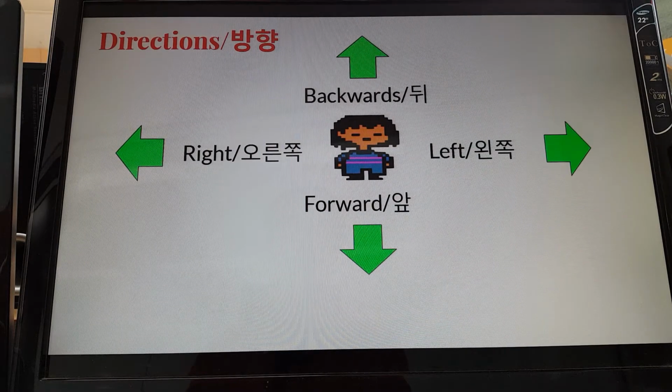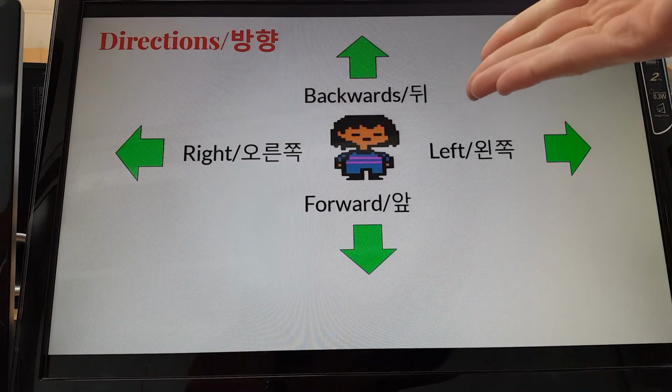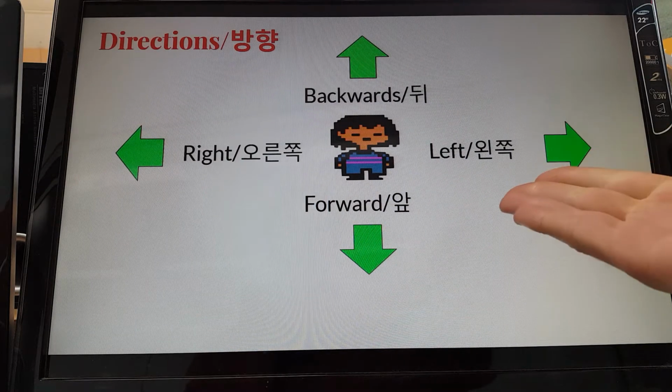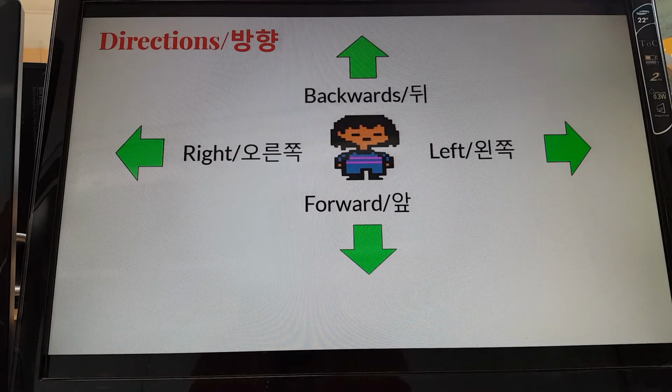Repeat after me. Forward, forward, backwards, backwards, left, left, right, right. Good.